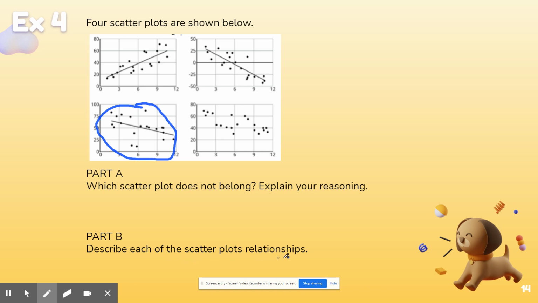Describe each of the scatter plots' relationship. So this is positive. See how it's going up? This is negative. This is negative. It's kind of going down. And these are all over the place. I would say that this is no association.